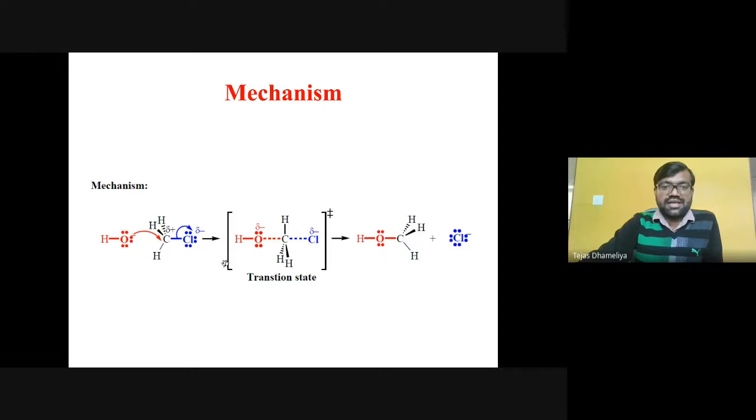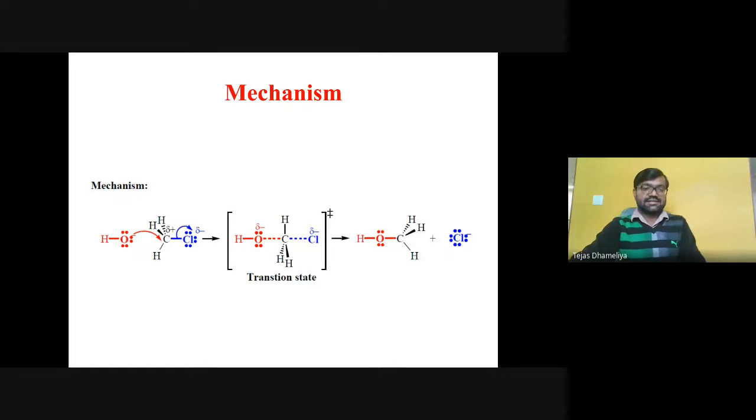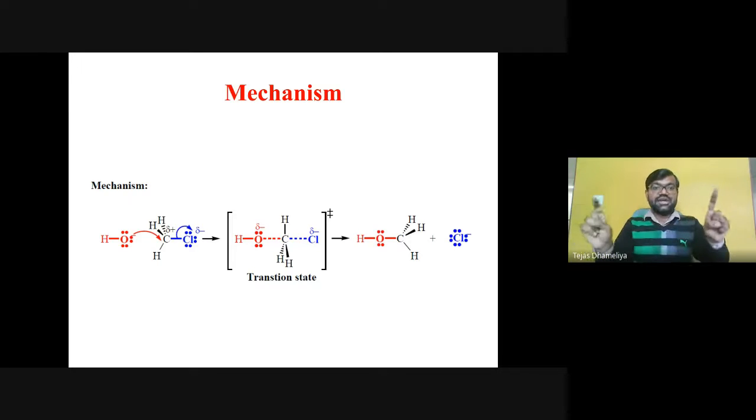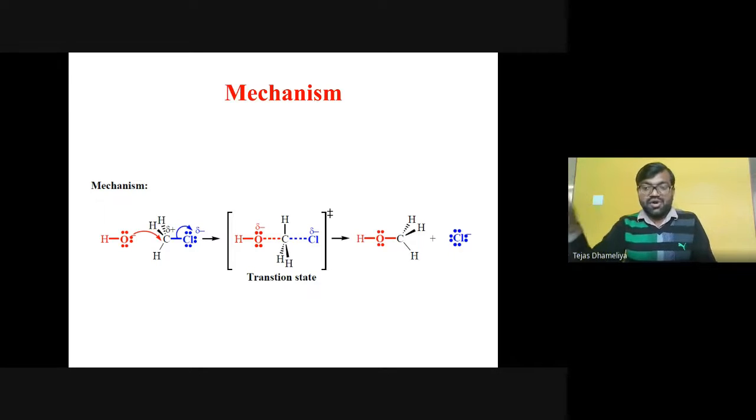It is always drawn in square brackets. So what does this square bracket mean? Square bracket means this is an intermediate. It is not the reactant, it is not the product. It is only an intermediate. And the symbol of double dagger is a condition applied. What is the condition? Nobody has seen it, nobody has isolated it. That is the condition. And finally, you know these products, alcohol and halide.